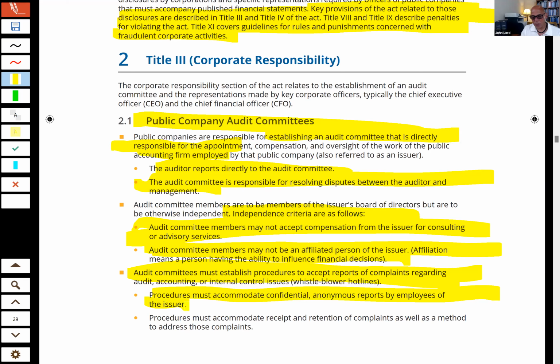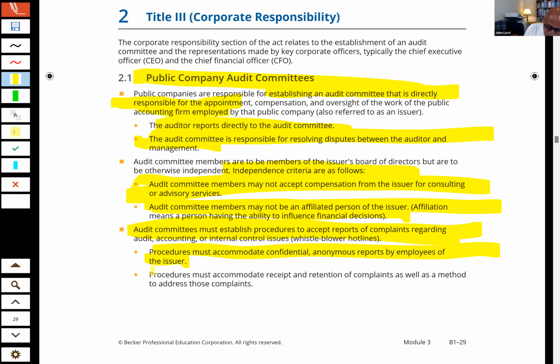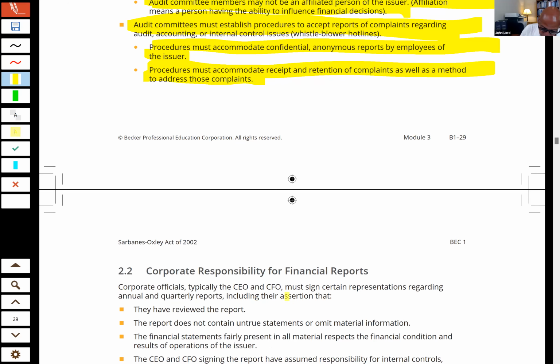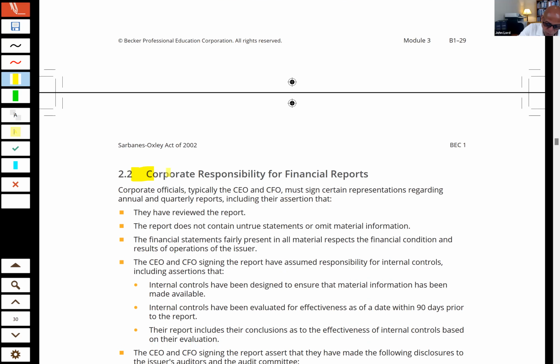As you start to look at these things, if you understand what happened with Enron, there was an individual in the company that kept saying, hey, they shouldn't be doing this. And they kept pushing that person aside and almost, frankly, punishing that person. And so that's why they started to come up with some of these whistleblower protections. Procedures must accommodate receipt and retention of complaints. Going over to the next slide, corporate responsibility for financial reports.